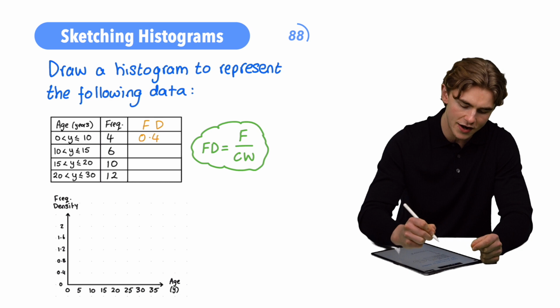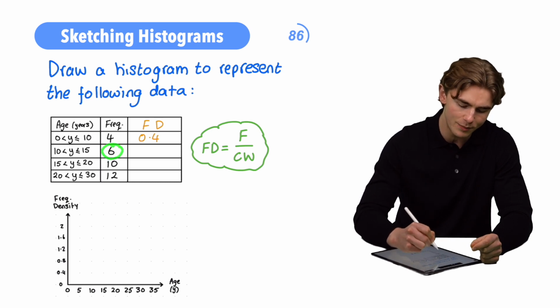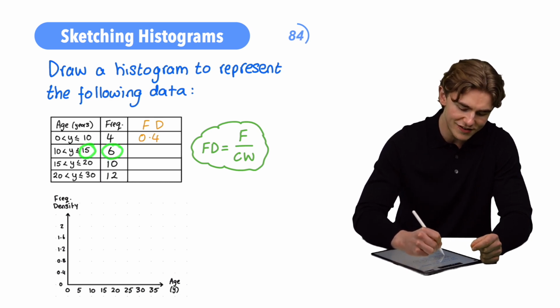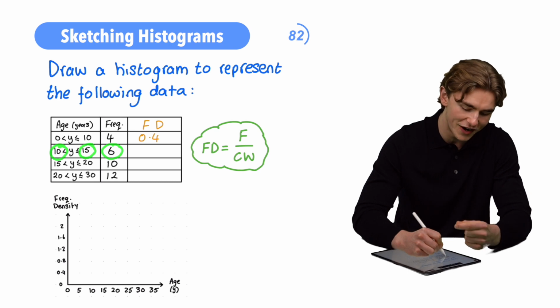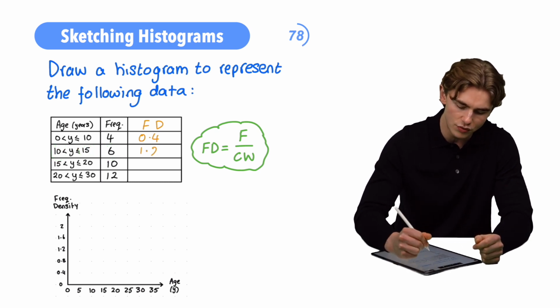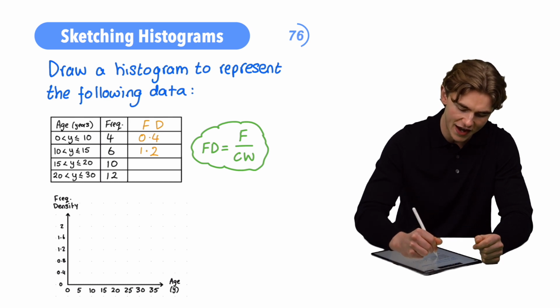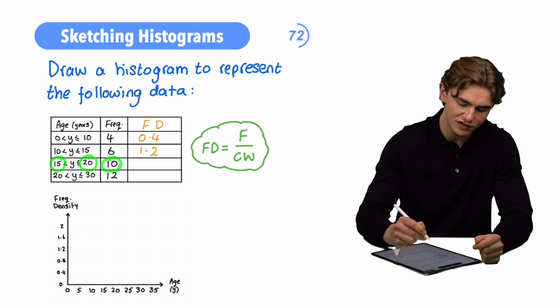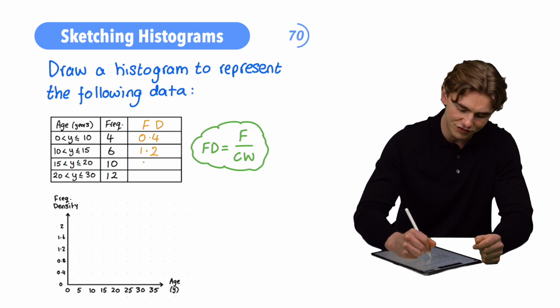What about in this next one then? We're going to have a frequency of 6 divided by a class width of 15 minus 10, which is 5. So we're going to have 6 divided by 5. That's going to give us a frequency density of 1.2. Now, what about in this next case? Our frequency of 10 divided by our class width is going to be 20 minus 15, which is 5. So 10 divided by 5, that's going to give us a frequency density of 2.